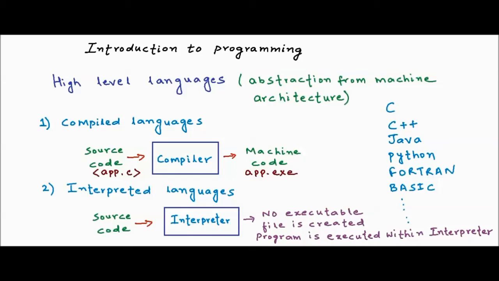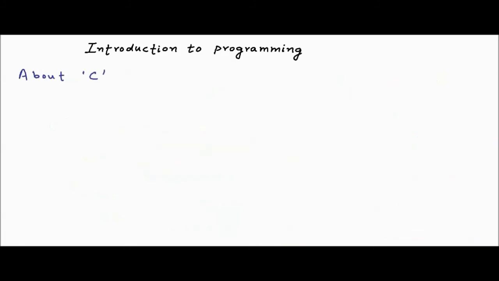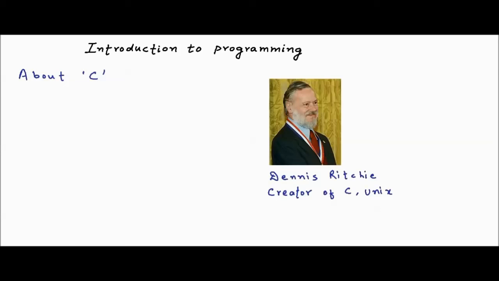If someone knows one of the programming languages really well, it will be very easy for them to pick up another programming language. And now let's talk about C. C was developed around the year 1970 by a great computer scientist named Dennis Ritchie. Dennis Ritchie is also the creator of the Unix operating system. In fact, the Unix operating system was written in C. C is a high-level language and it needs compilation.